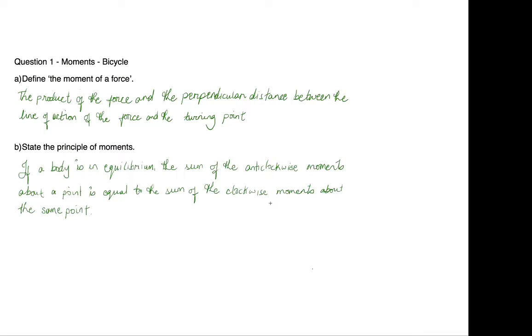The things that you want to ensure that you mention in your answer here are, if a body is in equilibrium, you must state this. You might want to write it as, for equilibrium, you can even write it like that, the sum of the anti-clockwise moments about a point. So don't forget to include this. About a point is equal to the sum of the clockwise moments about the same point. Okay, so you need to include the condition. So it's for equilibrium, or if a body is in equilibrium, then you rattle off the sum of the anti-clockwise moments, but you must include about a point is equal to the sum of the clockwise moments about the same point. Okay, so now we move on.